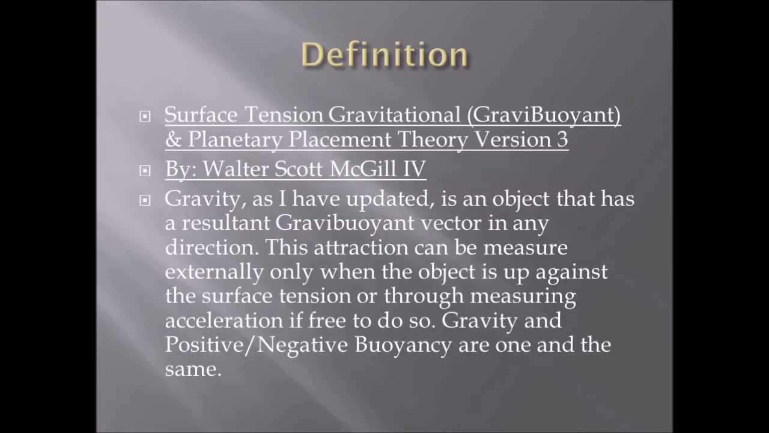So the definition that I came up with: gravity is an object that has a resultant gravibuoyant vector in any direction. This attraction can be measured externally only when the object is up against the surface tension, like you standing on a scale and it reading a number, or through measuring acceleration if you're free to do so, if you can get an accelerometer inside the object. And to me, gravity, positive and negative buoyancy are all one and the same. Once you break down everything and look at it as just energy density, and that's the only way you look at anything, it makes a lot more sense.